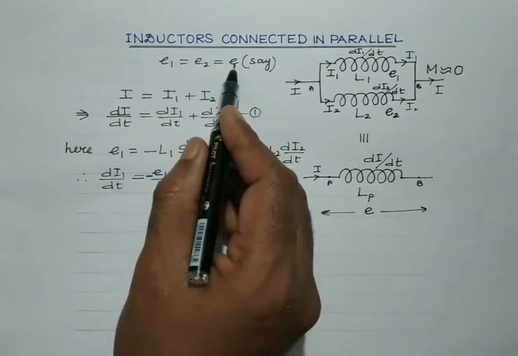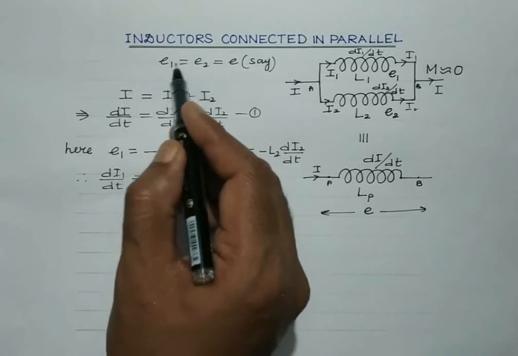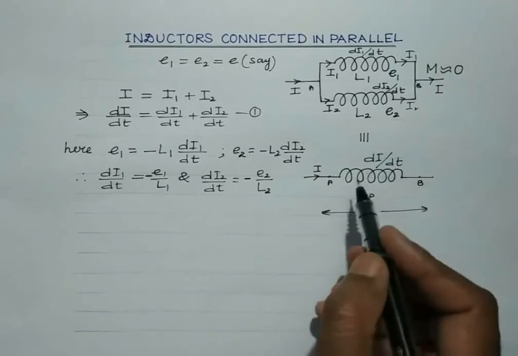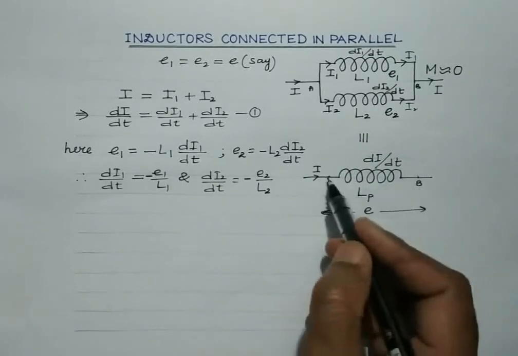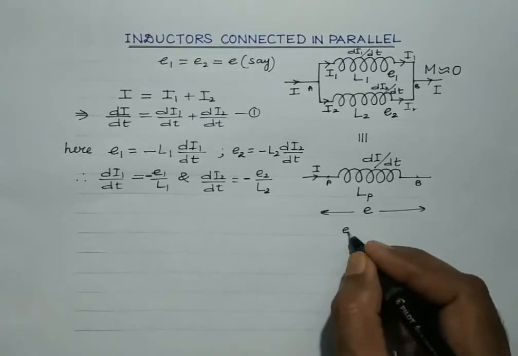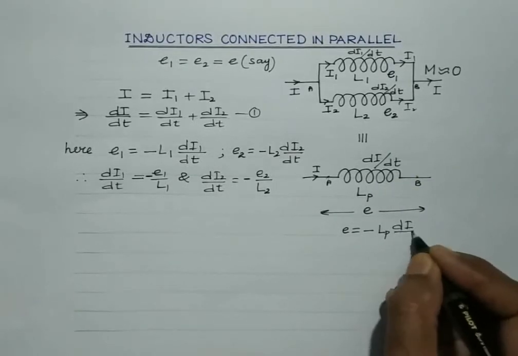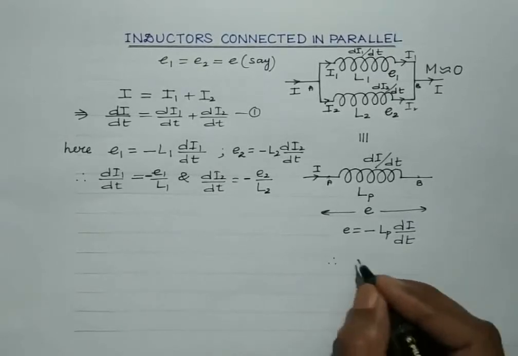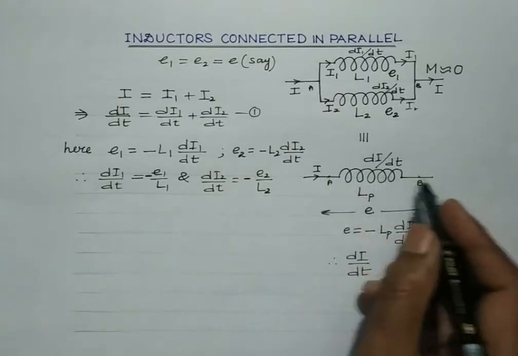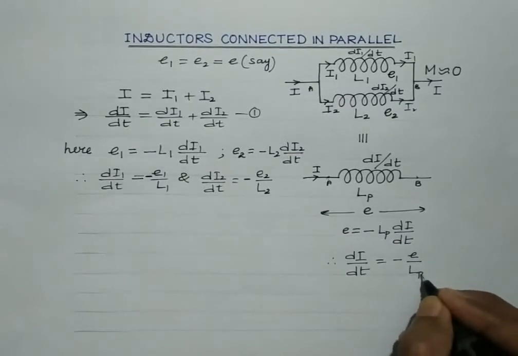E is the EMF induced across the resultant, which will be equal to the EMF induced across the first coil, which in turn will be equal to the EMF induced in the second coil. Because in the parallel grouping, the potential difference across any two given points is always constant, right? So, here E would be equal to minus LP di by dt. Therefore, the rate of change of current, when we consider this equivalent coil, would be equal to minus E by LP, isn't it?